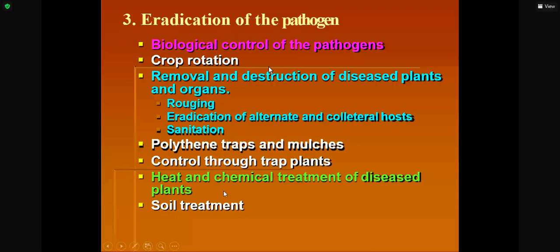Then, cultivation of the same crop, years after years, increases the incidence and severity of the disease. If we cultivate the same crop in the same field continuously, years after years, then the incidence and severity of the disease will increase.